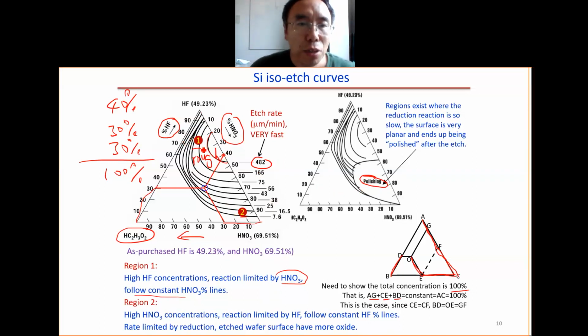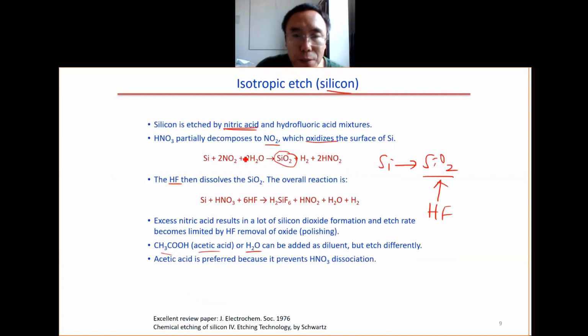So how come this region here is rough? So now we need to come back. For this etching, we generate HNO2. This is the catalyst. For this etching to proceed, we need a catalyst, and this catalyst is HNO2.